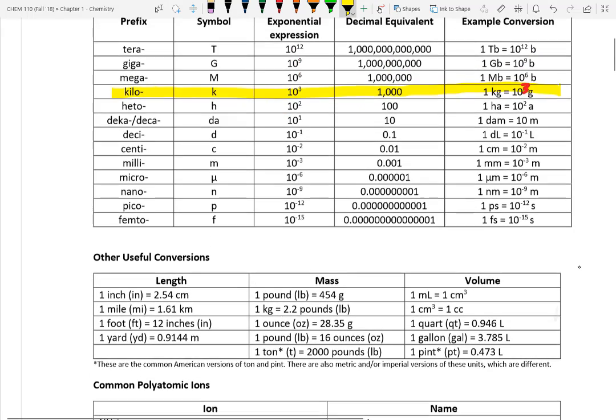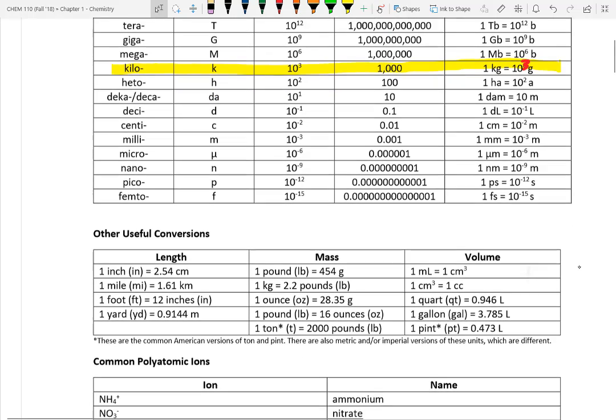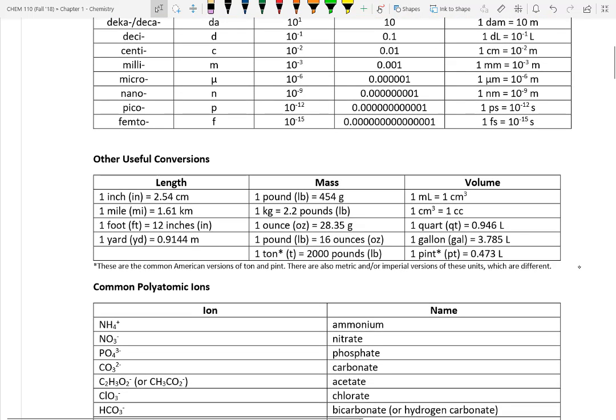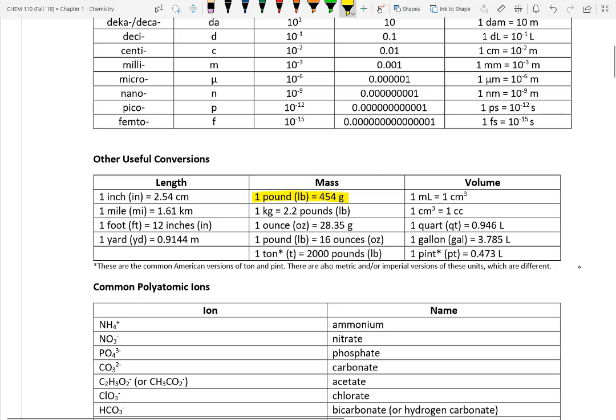In this case, if we look on the top here, pounds isn't an SI unit, so it's not going to be in the first column. However, on the bottom, I've got other conversions for American units. And down here, it says 1 pound is 454 grams, right? So let's go ahead and write that down as our unit conversion.